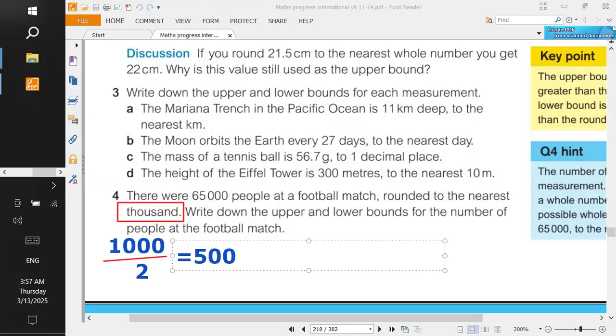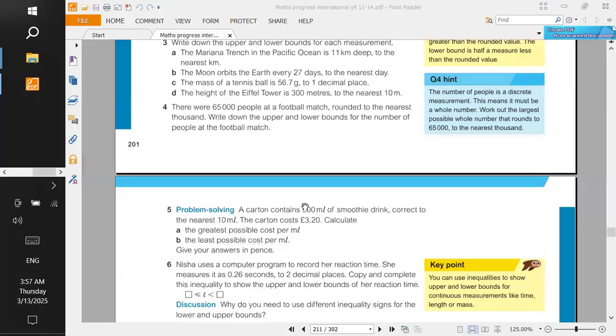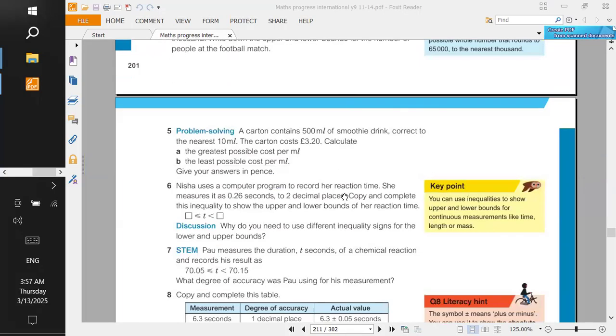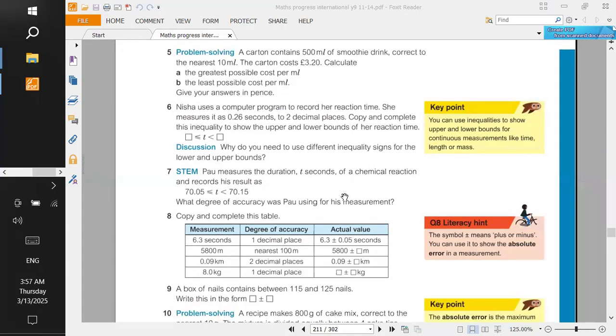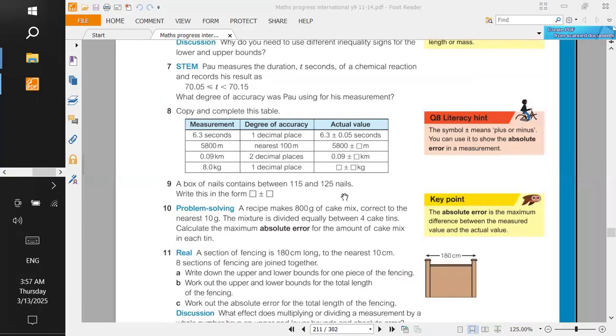Now 500 is what? Very good. It's the absolute error. And then what do we do with the absolute error? Good job. To find the upper bound, we add it to the original. To find the lower bound, we subtract it from the original. And this is how you answer a question like this. Now, let's move on to the next questions. Same idea with all of them. Make sure that they have the same units, and then you can work out the upper and lower bound.